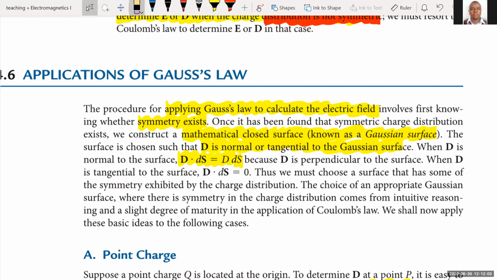The choice of an appropriate Gaussian surface where there is symmetry in the charge distribution comes from intuitive reasoning and a slight degree of maturity in the application of Gauss's law. Now we are going to apply the basic ideas in the following cases. The first case is the point charge.